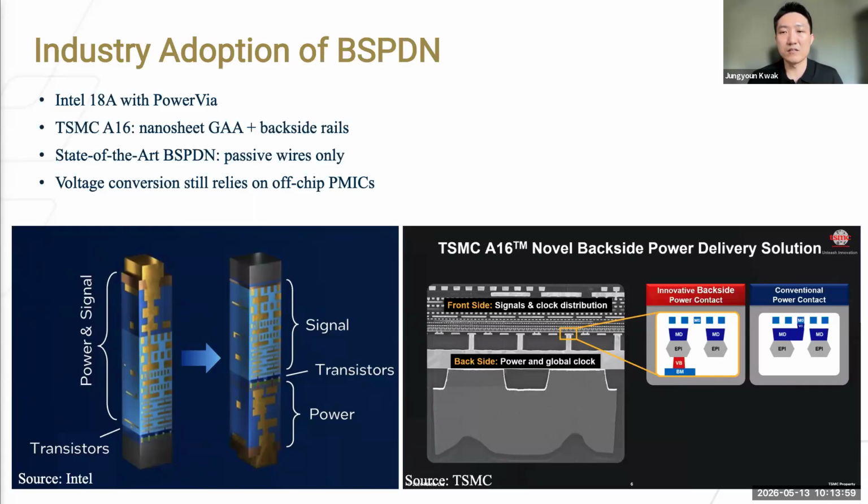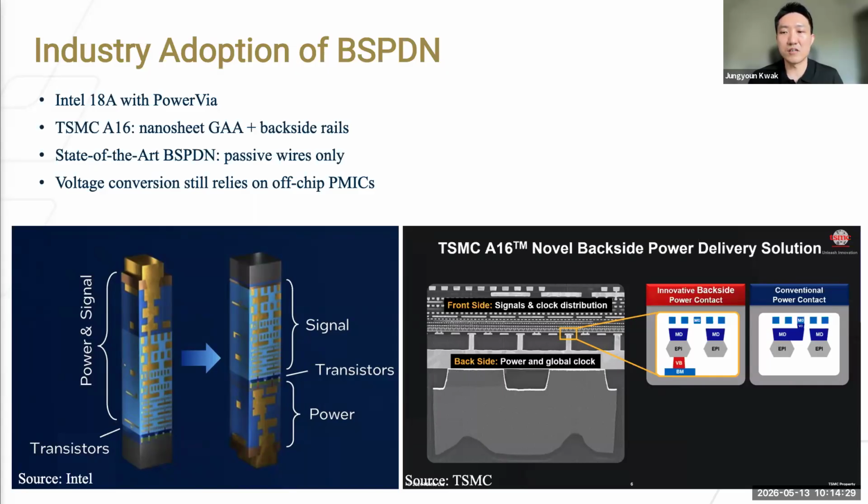But, and this is a key point, both designs still use passive backside power delivery. The voltage is still converted off-chip by a power management integrated circuit on the circuit board. The 12-volt rail still travels through the board to the backside of the chip, and the step down to 0.7 happens outside. Our work takes the next step: put the voltage converter itself on the backside.